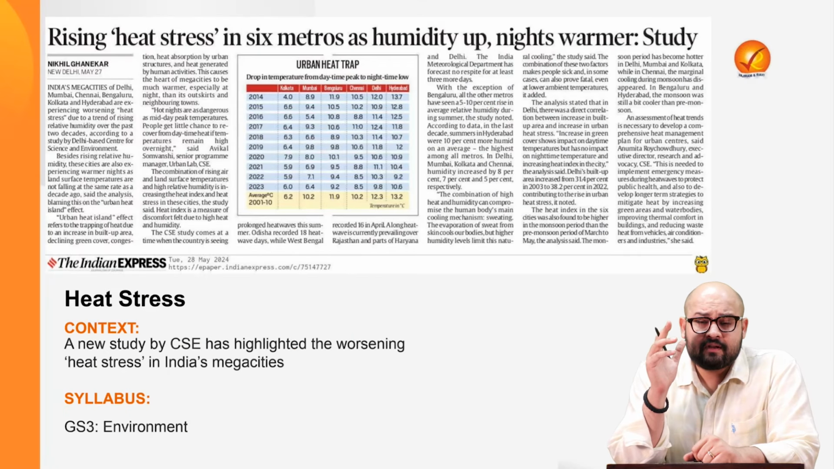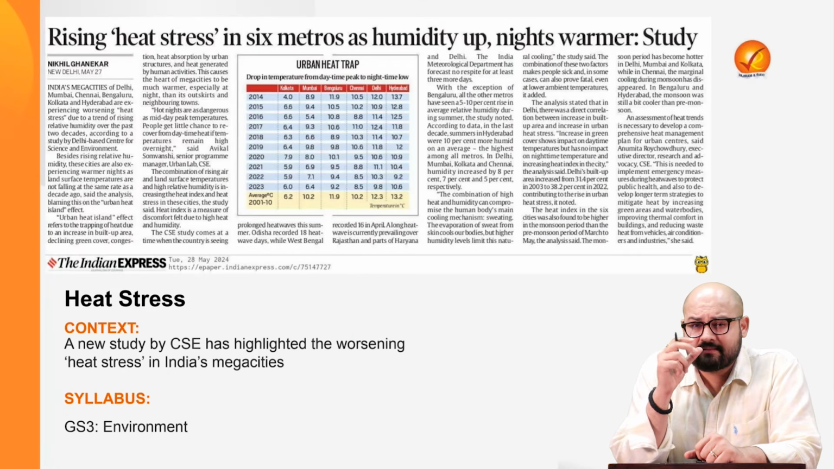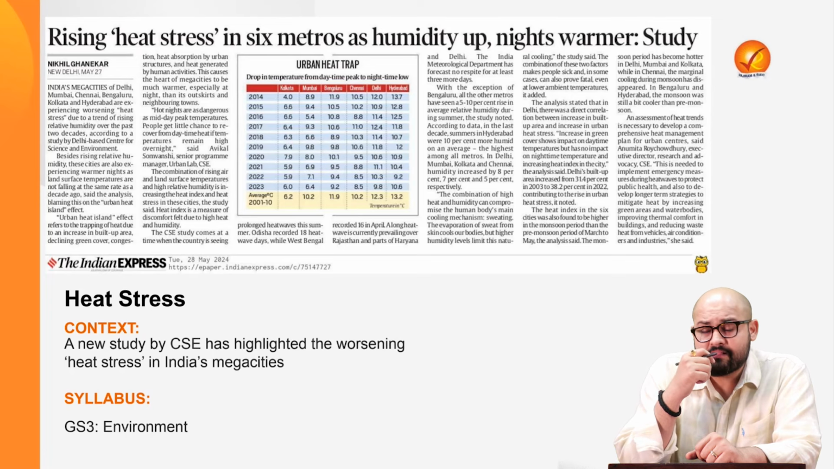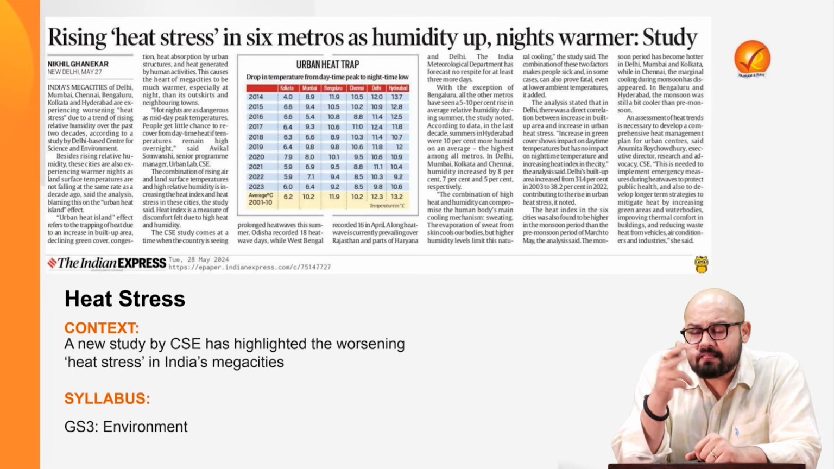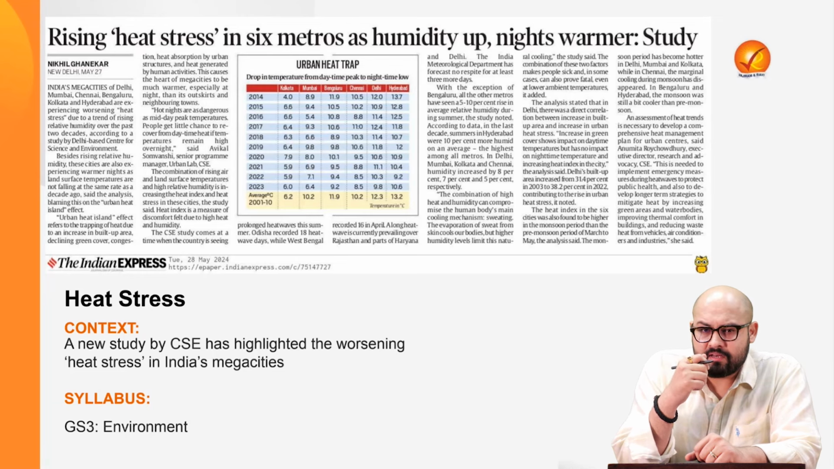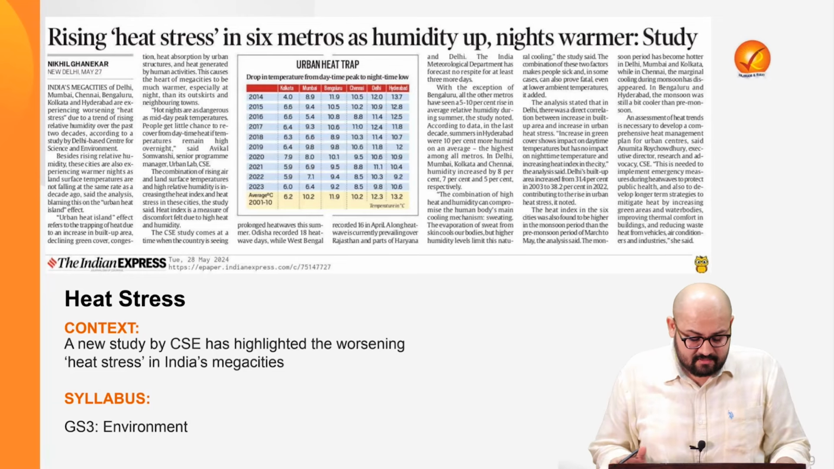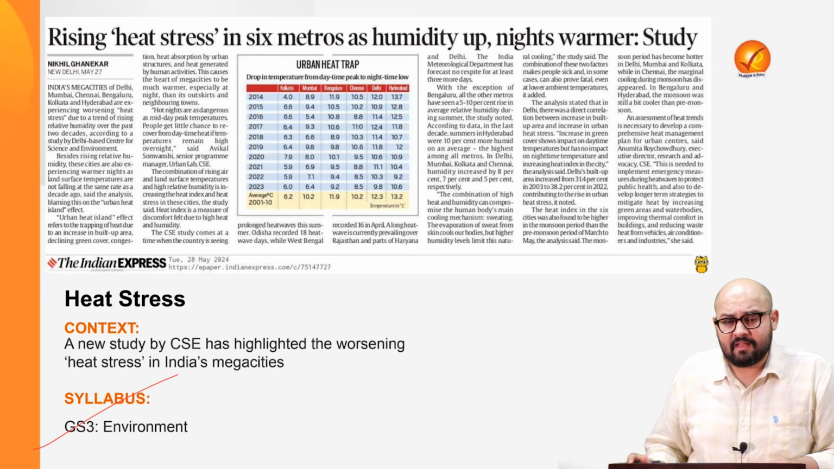So the next article is with respect to the concept of heat stress. A recent study by the Center for Science and Environment has come to the conclusion that there has been an increasing heat stress in the megacities of India. Now we look into what this heat stress is all about. Now this is with respect to GS3 environment.